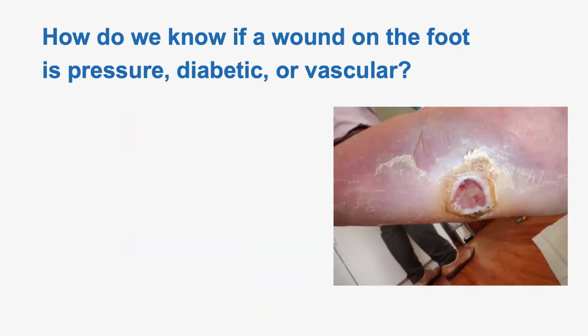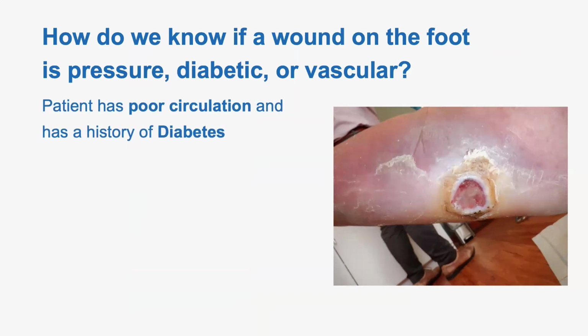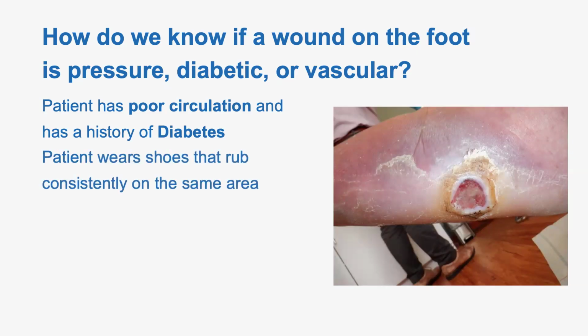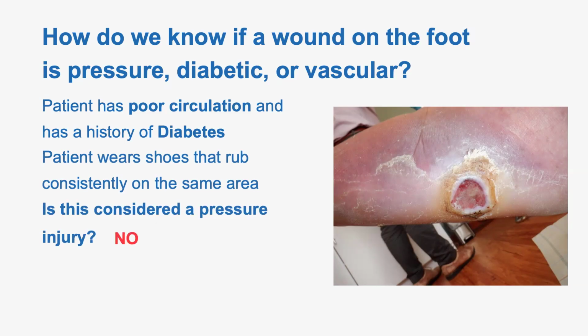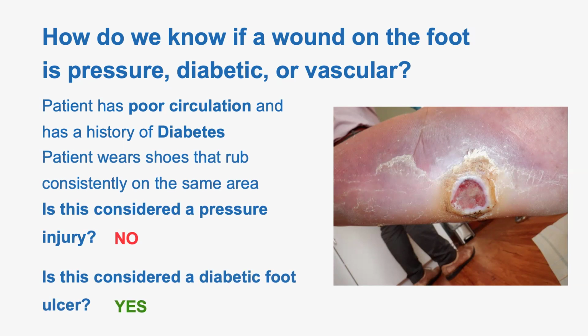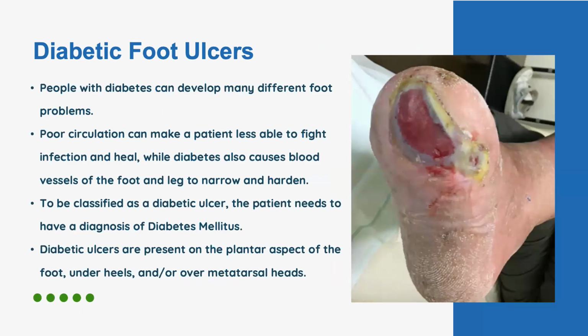So how do we know if a wound on the foot is a pressure, diabetic, or vascular wound? So this picture: this patient has poor circulation and has serious diabetes. The patient wears shoes that are ill-fitting and rub consistently on the same area. Would you say that this is considered a pressure injury? No. Is this considered a diabetic foot ulcer? Yes. This picture shows the classic presentation of the diabetic foot ulcer on the foot below the level of the malleoli, with a clear textbook callus ring around the ulcer with little to no exudate.